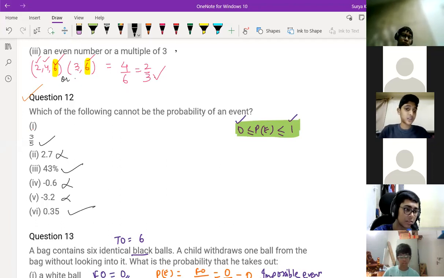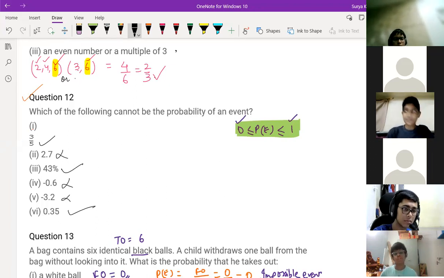Sir, I have a doubt, sir. How did we get the negative part, sir? Minus 0.6? That's why I'm telling, probability lies between 0 and 1. Which one? 2.7. This is more than 1, no. 2.7 is more than 1. Probability lies between 0 and 1, and 0 and 1 should be included.